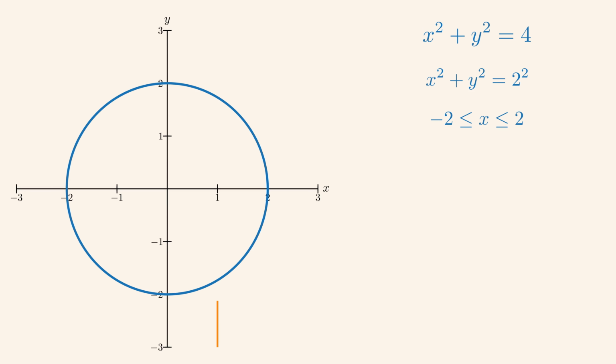When we draw a vertical line, it intersects the circle at 2 points. Once that happens, we don't even need to test with horizontal lines. We already know that it's not a function at all.